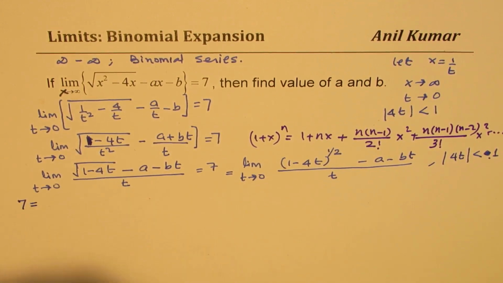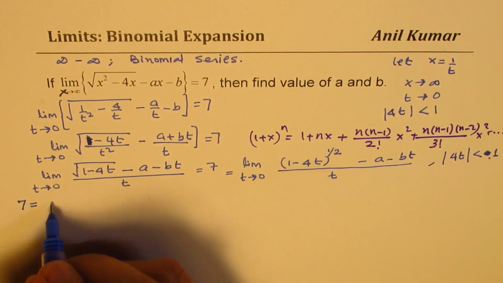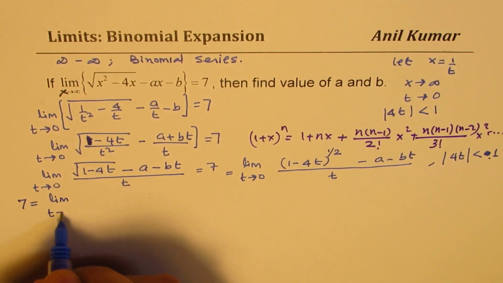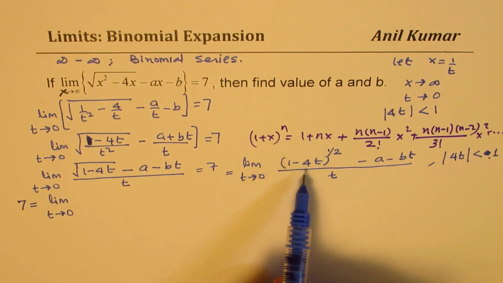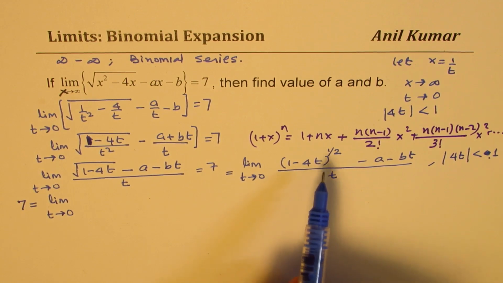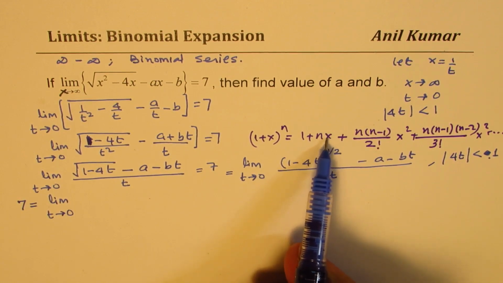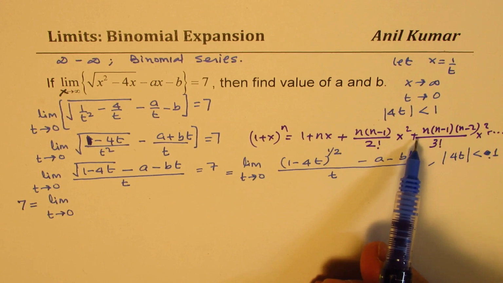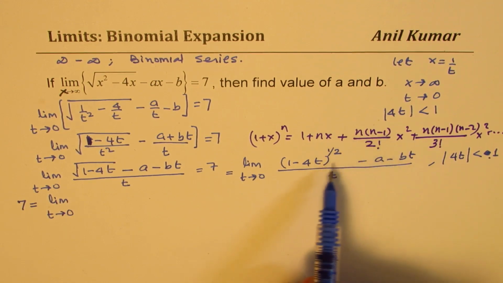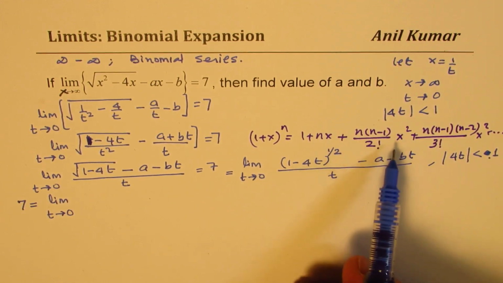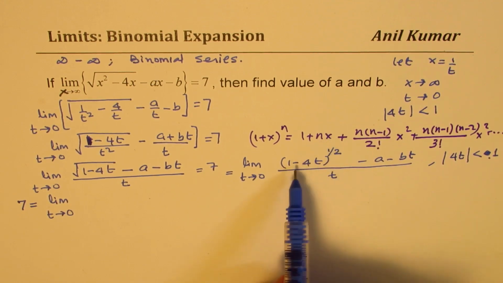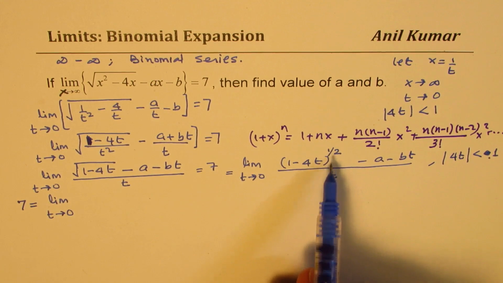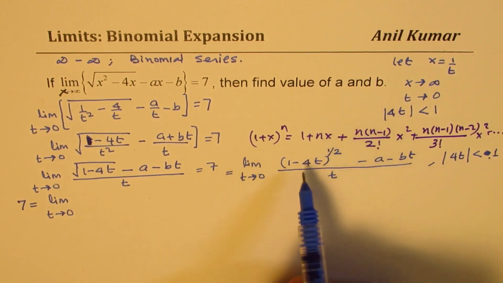So let me write 7 here. So 7 is equal to the limit as t approaches 0. So when you expand, the first term is 1. Now in this case, we have minus 4t, right? So all the terms where x is an odd power will be negative, and terms where x is an even power will be positive, right? Minus 4t, we have to substitute for x, correct? In this formula, n is equal to half, right? So that's what we'll do.